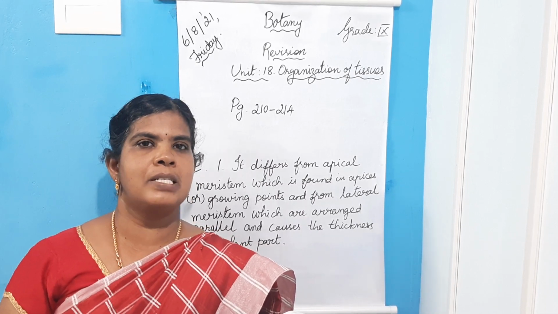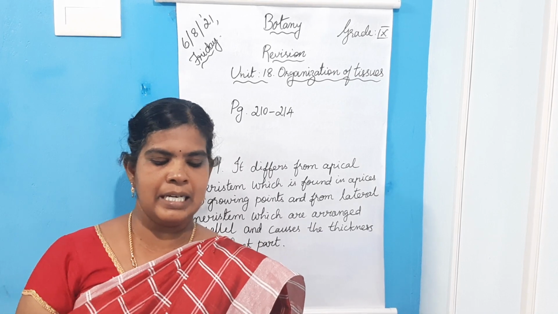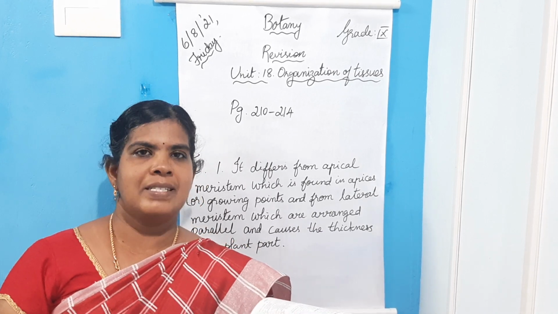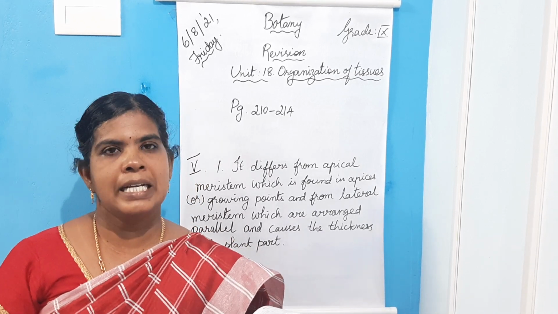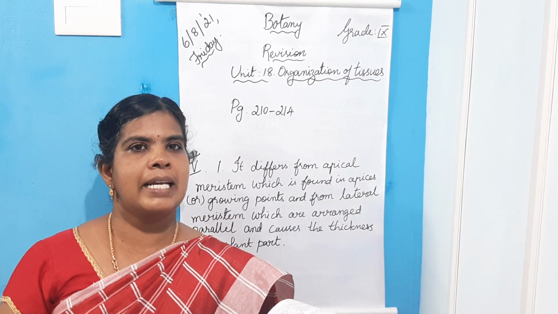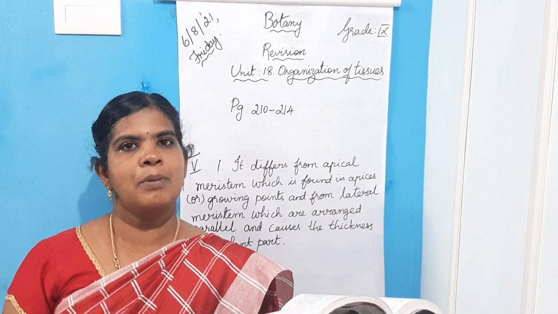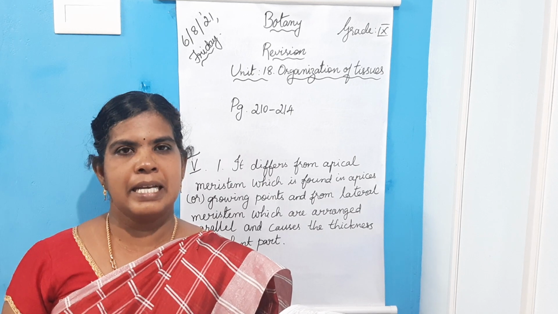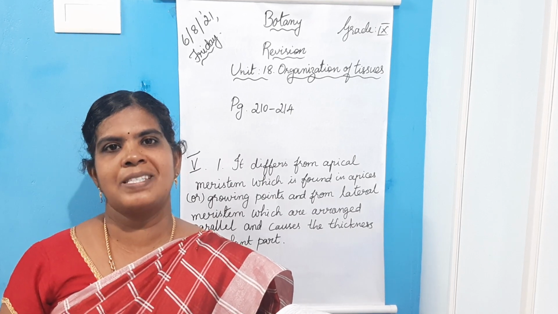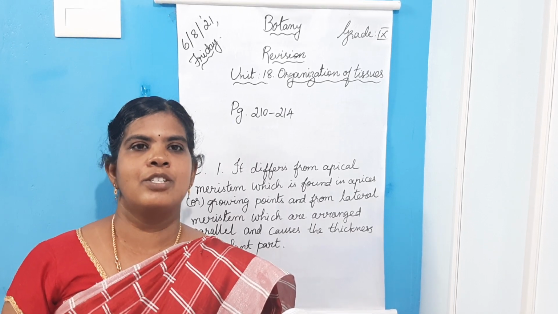Then third point, conducting channels are tracheids and vessels. In xylem, the conducting channels are tracheids and vessels. What about phloem? Conducting channels are sieve tubes.